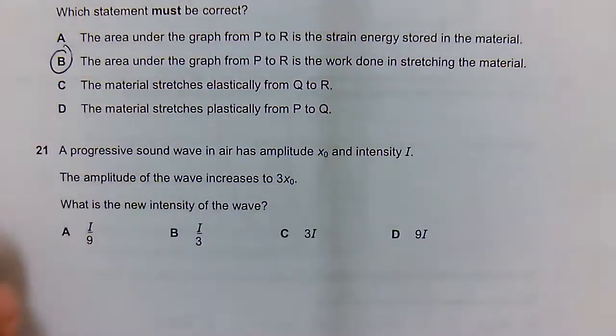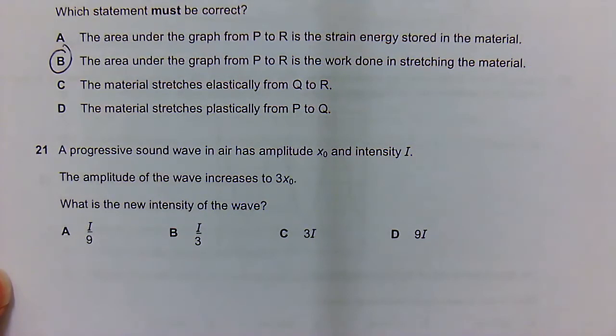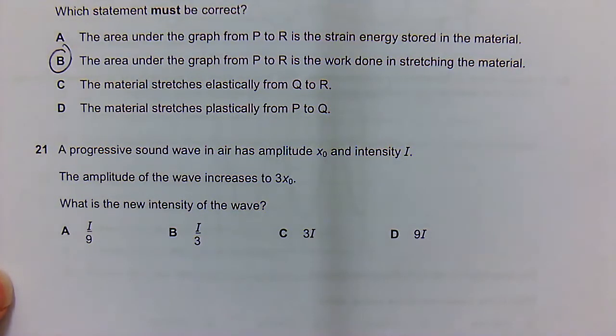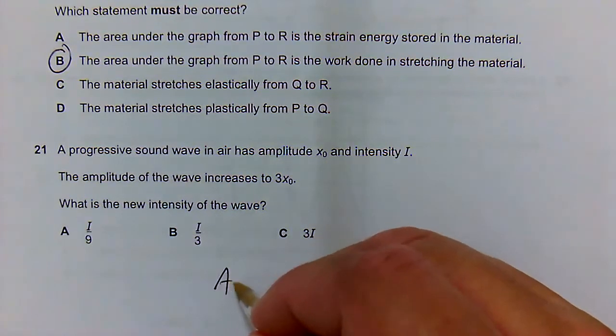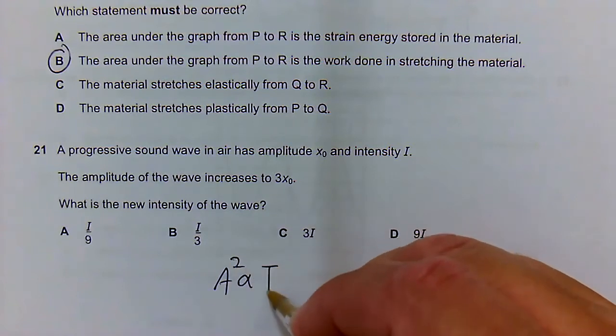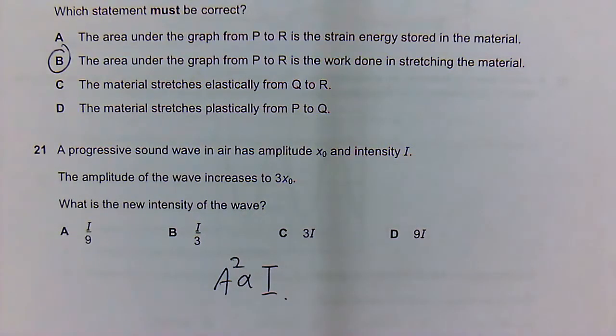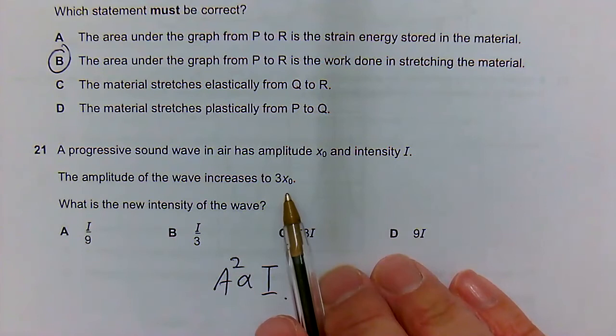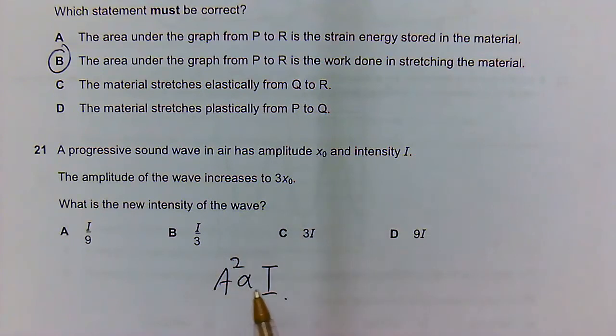Right, the next one. A progressive sound wave in air has an amplitude of x naught and intensity of I. The amplitude was increased to 3 times x naught, so it's 3 times the amplitude. So it's the relationship between the amplitude and the intensity. Remember, amplitude squared is proportional to intensity. So if you've got 3 times the amplitude, you have 3 squared times the intensity. So that's 9 times the intensity.